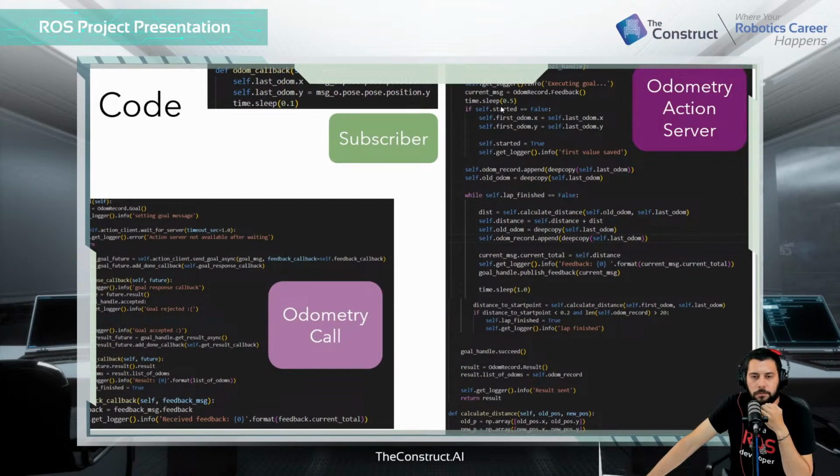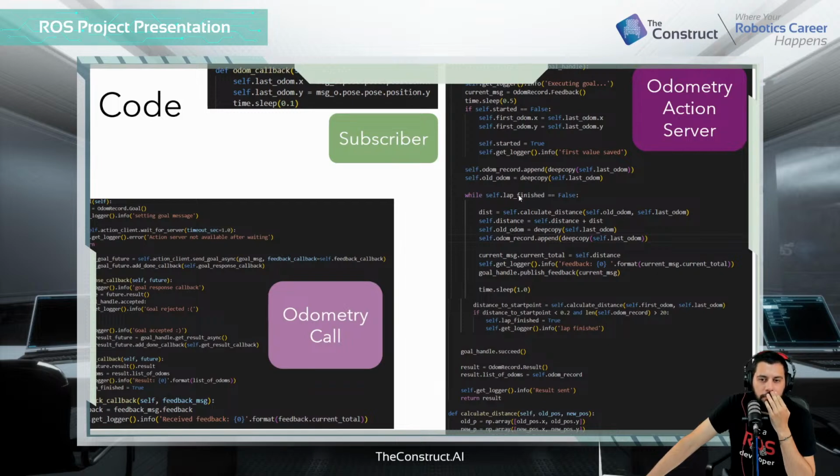First we check if the robot has started moving, and if it has not, we're saving the very first value, which is what we need in the last step to check if the lap has finished. And we also append the position where it is to this odom record list. So this is what we also send back in the very end.